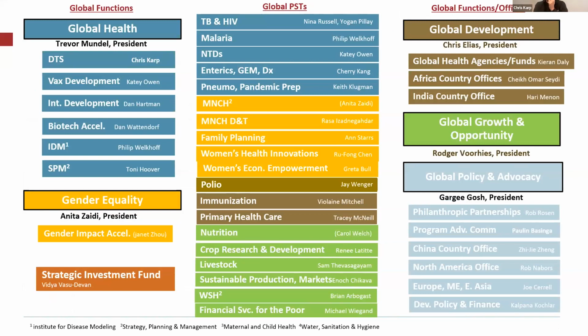I've color-coded them as to which division they report into, which is not necessarily a need-to-know kind of thing, but perhaps helpful. So blue reports into global health, yellow reports into the newest division, which is gender equality, brown into global development, and green into global growth and opportunity. One way of thinking, in some ways, where these report into and why is that in global health, the center of gravity remains largely in the upstream R&D space, whereas in global development, it's much more downstream.